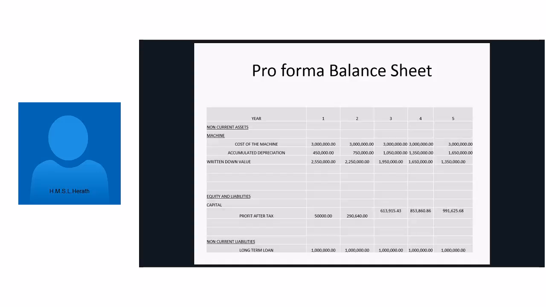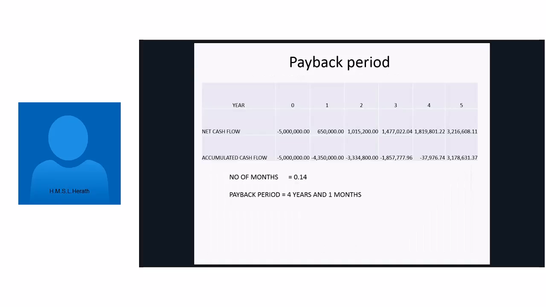In the pro forma balance sheet, in the 7th slide, under non-current assets we have the machine, which I already depreciated, and I took the written down values. For the equity and liabilities, I mentioned the profit after tax. For the non-current liabilities, I mentioned 1 million as the bank loan which I took at the beginning of the project. Then I go to the analysis of this project by first calculating the payback period.